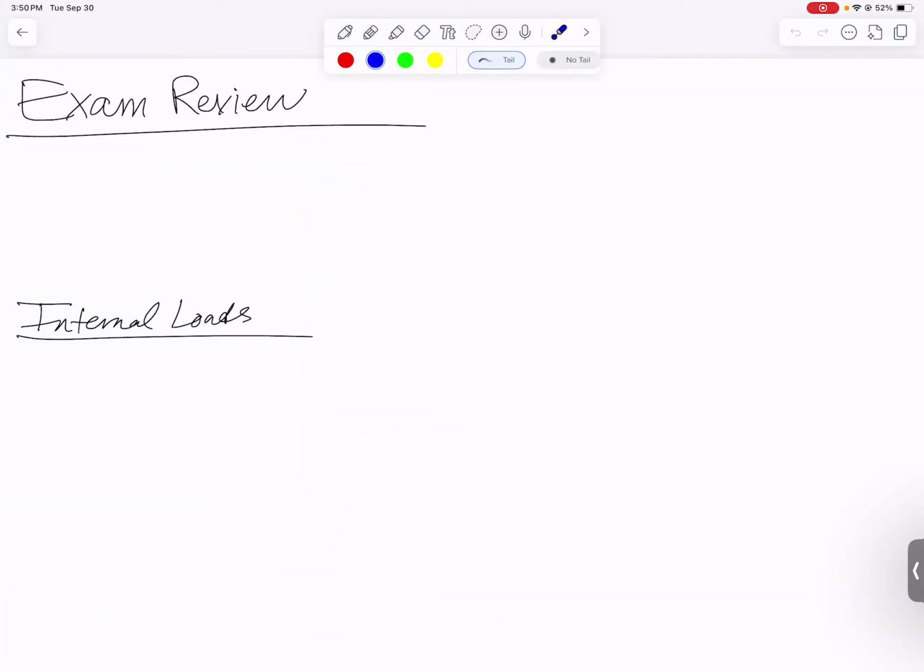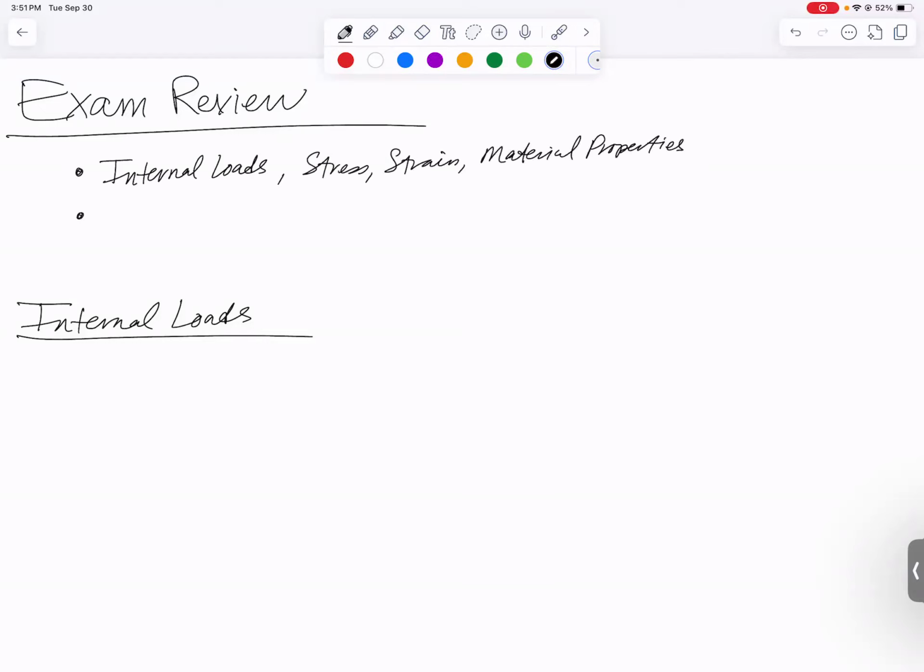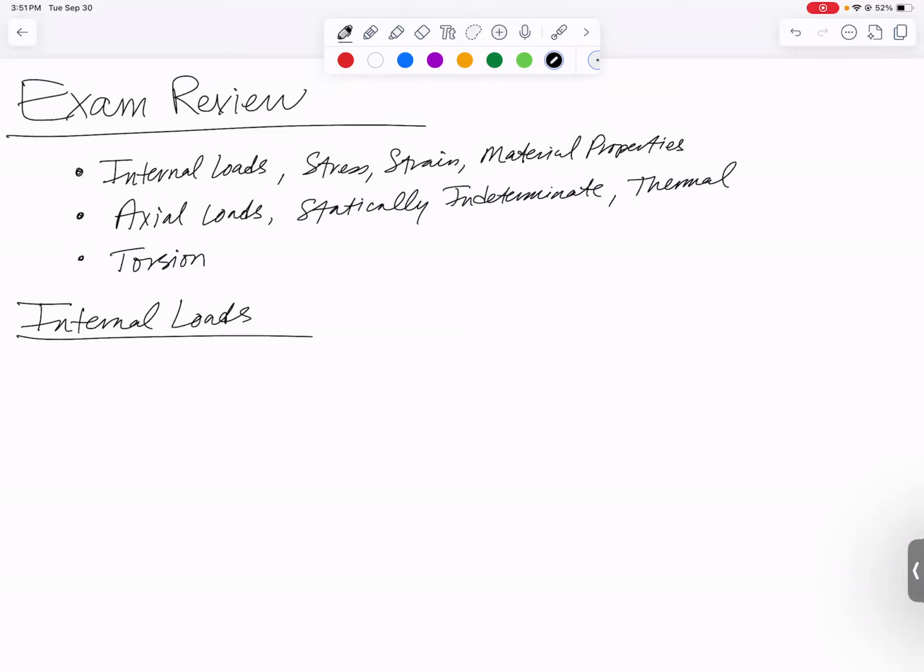I want to go through a really brief exam review for you. The topics that I'm planning to review and go over involve three basic areas. The first one is going to be just generally internal loads, stress and strain, and material properties. Second topic we're going to go over are topics of axial loads, including statically indeterminate problems, and thermal loading, finally torsion. So this is kind of a brief overview, remind you what the main principles are.